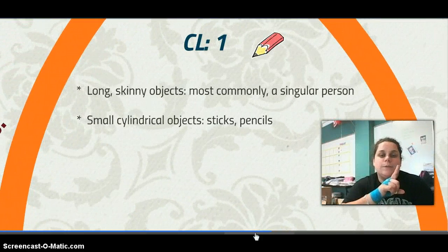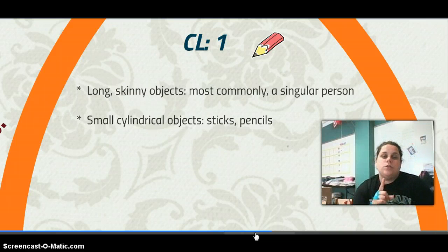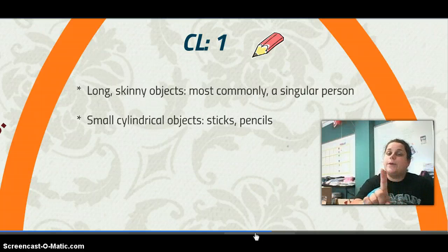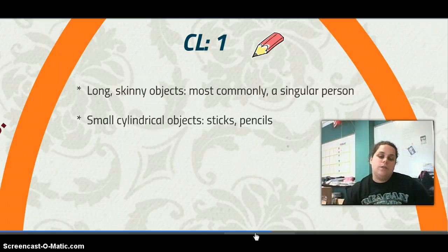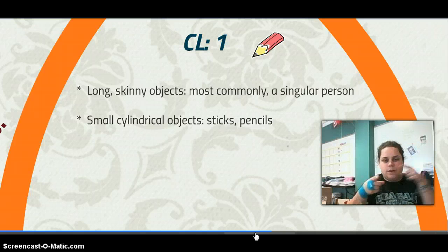CL1 is a long skinny object, usually a person. Also, it could be a small cylindrical object like sticks or pencils. When you're using it as a person, you can use it to show how a person is moving, walking towards you, away from you, going slowly, fast, hunched over. You could use it to show something like sticks. A really good example is a game called Kerplunk. I don't know if you've ever played it, but it's got this tube and then all these sticks and then marbles. You pull the sticks out one at a time and try not to let the marbles fall. So in this, we're using it as sticks.